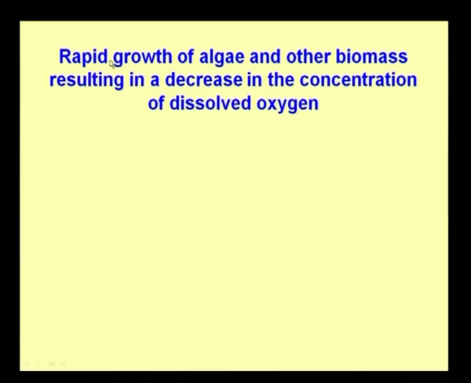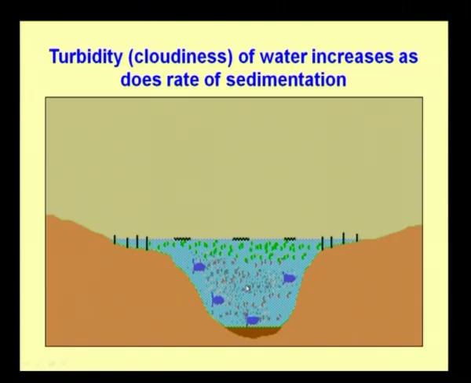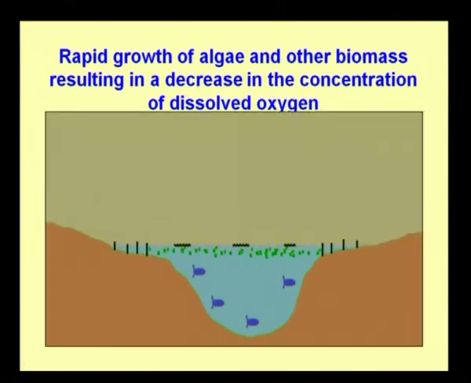And now, what is the result? A rapid growth of algae and other biomass, resulting in a decrease of dissolved oxygen. As the algae take a large amount of oxygen, what will happen? The amount of oxygen has started decreasing gradually, with the rapid growth of algae. So the algae population has started increasing.